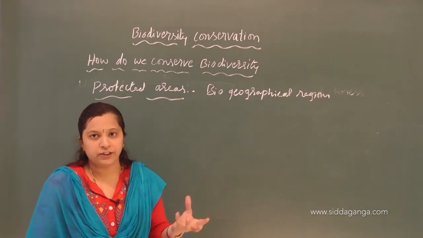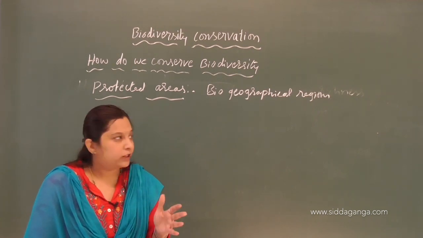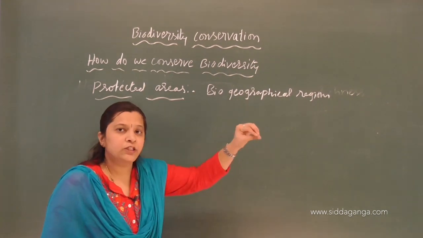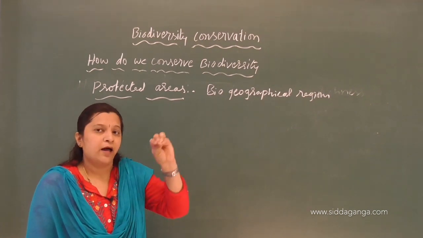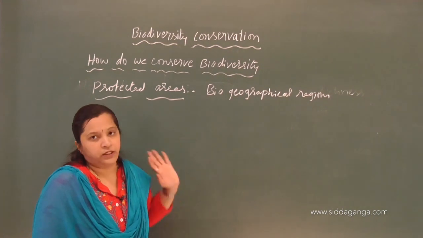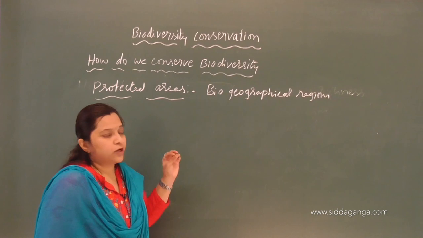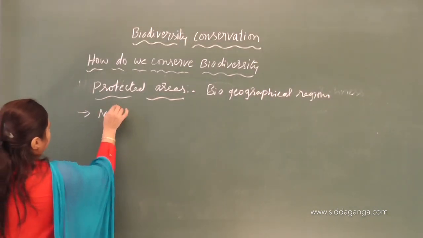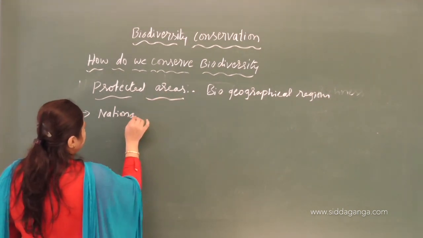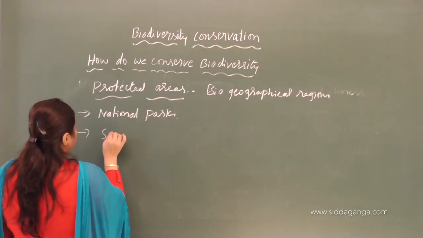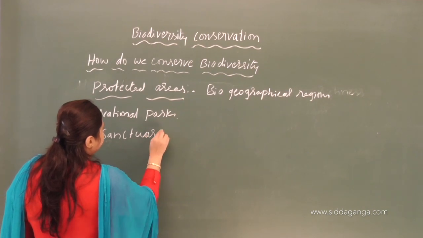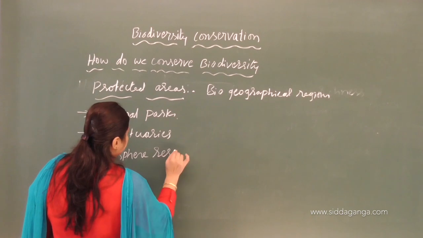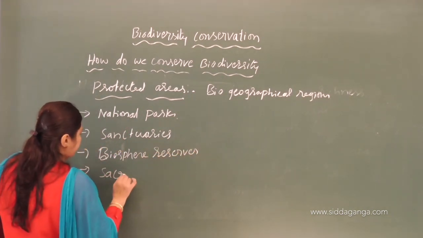You know about national parks, biosphere reserves, sanctuaries. All these are protected areas. They are the biogeographical areas where the biological diversity along with the natural and cultural resources are protected in their natural habitat. So let us see some of the protected areas. These protected areas include national parks, sanctuaries, biosphere reserves, sacred groves.